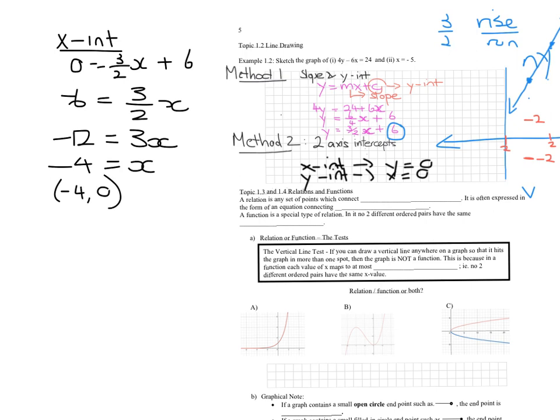And so I'm going to get the point negative 4, 0. If you're ever asked for an x-intercept, make sure you write it as a coordinate. Don't just write it as a single number. So if you're asked for the x-intercept, don't just write x equals negative 4. Make sure you write it as a coordinate like that.